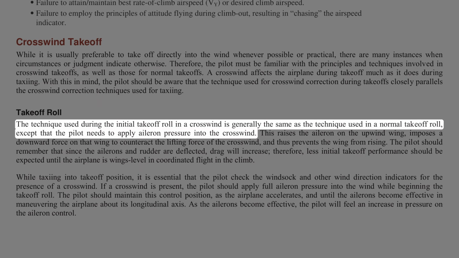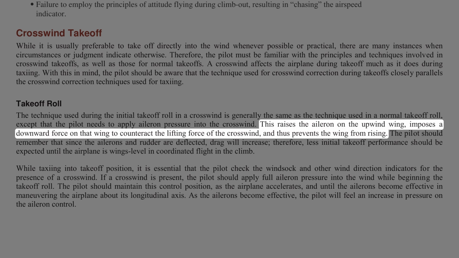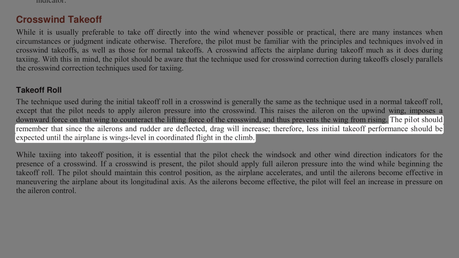Takeoff roll. The technique used during the initial takeoff roll in a crosswind is generally the same as the technique used in a normal takeoff roll, except that the pilot needs to apply aileron pressure into the crosswind. This raises the aileron on the upwind wing, imposes a downward force on that wing to counteract the lifting force of the crosswind, and thus prevents the wing from rising. The pilot should remember that since the ailerons and rudder are deflected, drag will increase. Therefore, less initial takeoff performance should be expected until the airplane is wings level in coordinated flight in the climb.